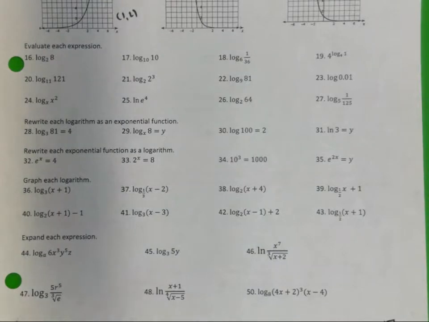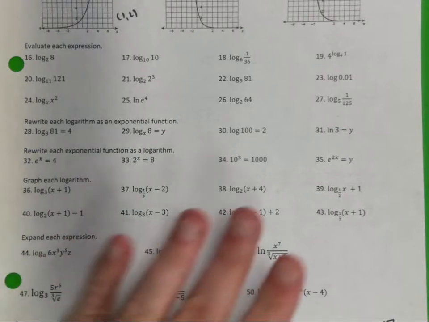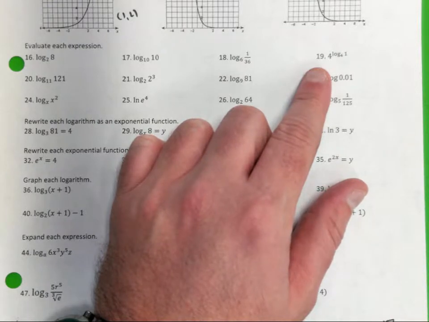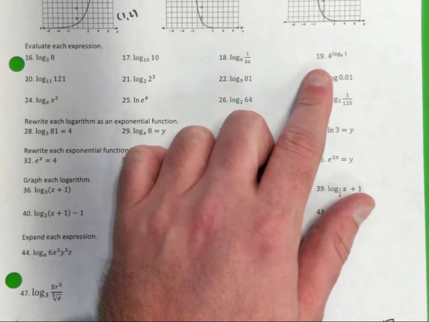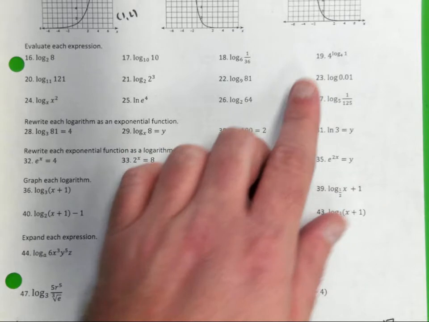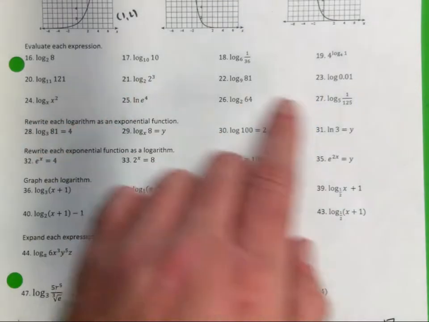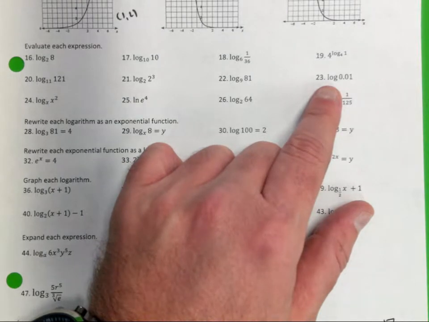All right. Number 17, Mr. Lamar, what did you get? Very good. Number 19, Dylan, what did you get? 1. Very good. 17 and 19 are both 1. Nick, what did you get on 21, buddy? 3. Very good. Jaden, what did you get on 23? 1.